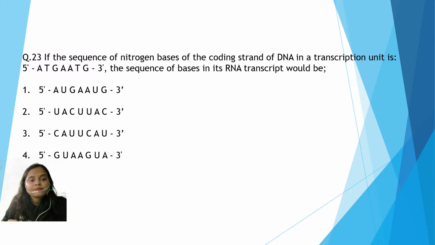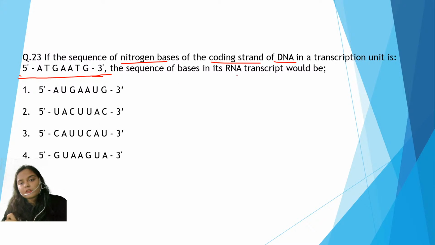Now moving ahead, if the sequence of the nitrogen bases of the coding strand of DNA in a transcription unit is given as 5 prime to 3 prime ATG, the sequence of bases in its RNA transcript is. So 5 prime to 3 prime sequence is given. Now you have to identify the sequence in its RNA transcript. Now let's see who gets it right. This is a really good question. Now I want you to attempt it. So what is the right answer to this question?